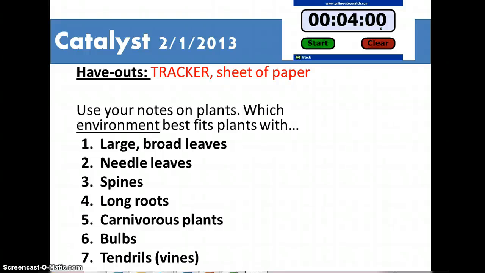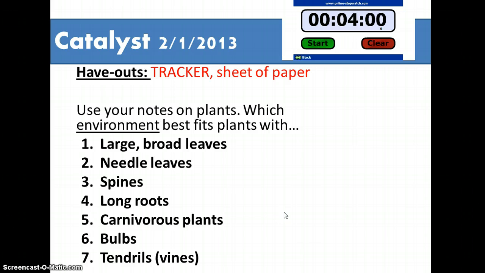So to get started on today's lesson, just a couple of review questions on our unit on plants and adaptations from those plants. Go ahead and see if you can identify what environment is best going to fit a plant with large broad leaves, needle leaves, and so on. Okay, and your answers for number one, that's going to be found most likely in a jungle or a forest.